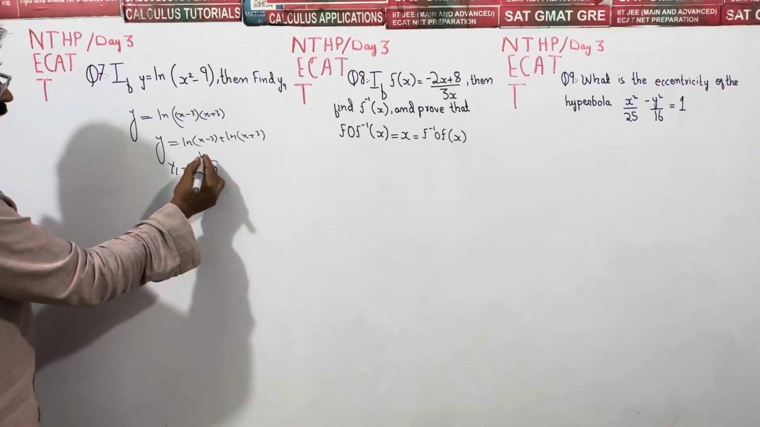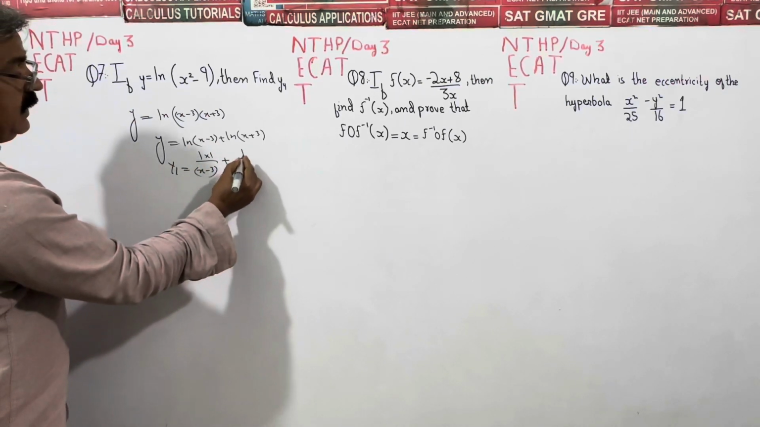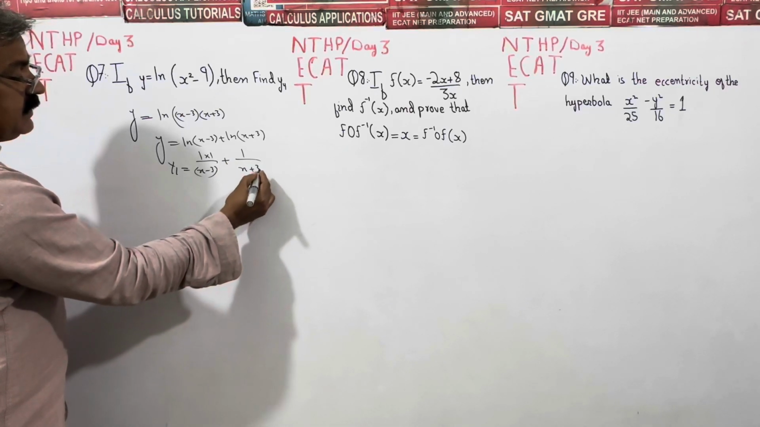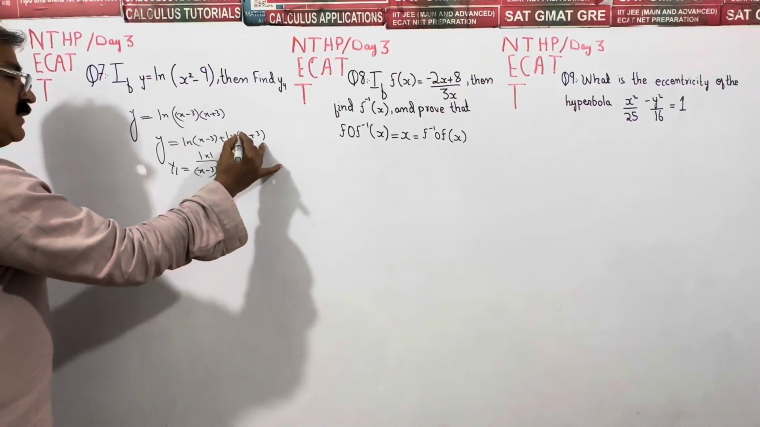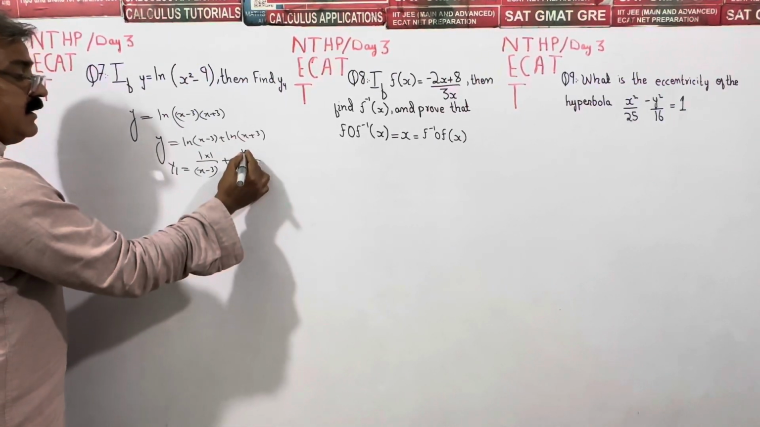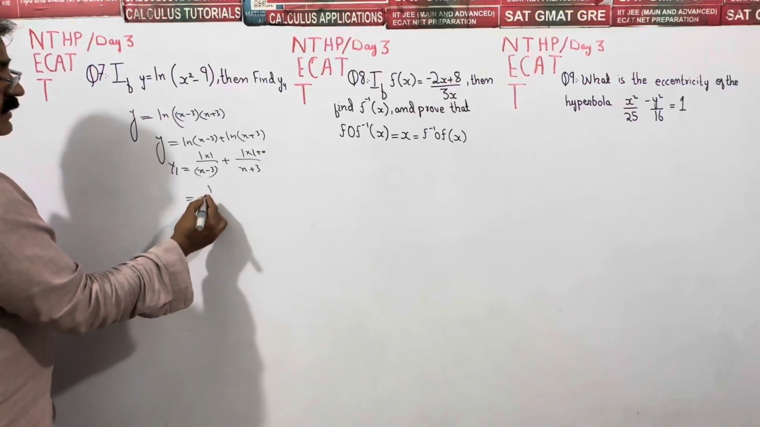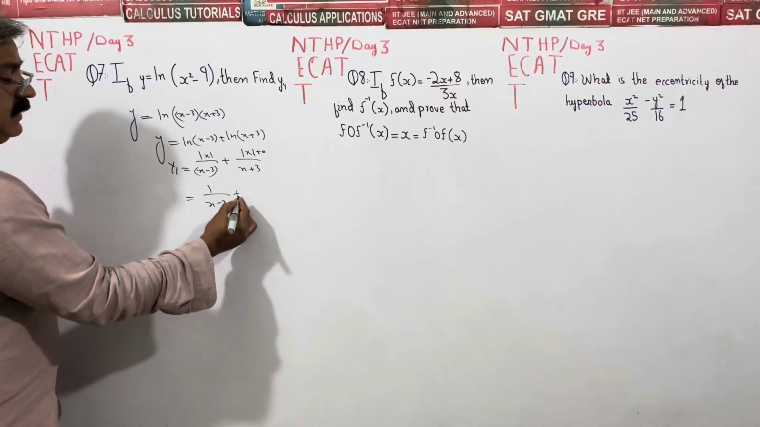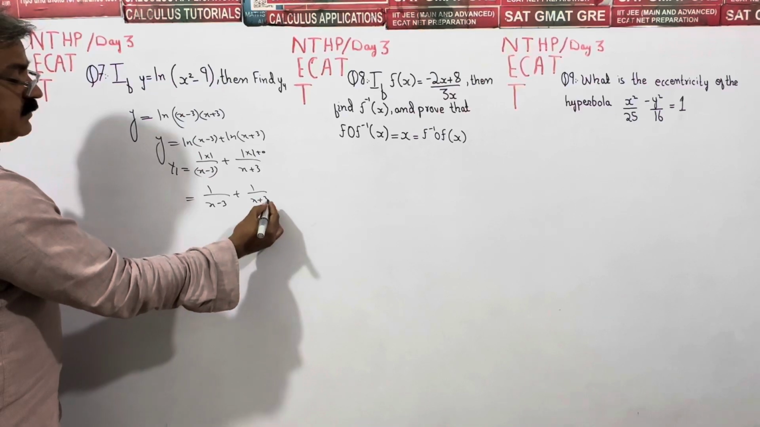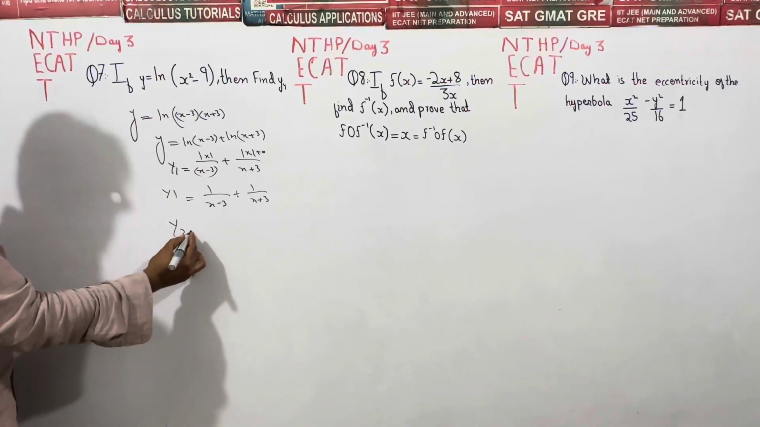First derivative y1. Whatever is in ln, write 1 over x − 3. Whatever is in the denominator, differentiate it: the derivative of x is 1, of 3 is 0. Similarly, ln(x + 3) gives 1 over x + 3. Differentiation of ln: whatever is with ln, write 1 upon it, then whatever is in the denominator, its derivative must be in the numerator, 1 plus 0. So it is 1 over x − 3 plus 1 over x + 3. It's our y1.